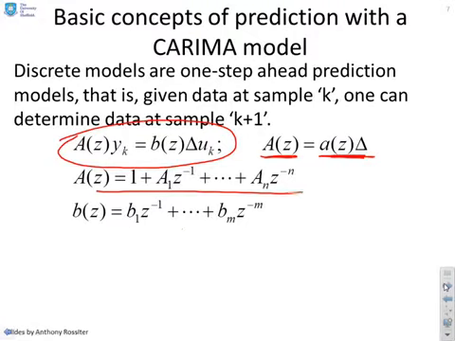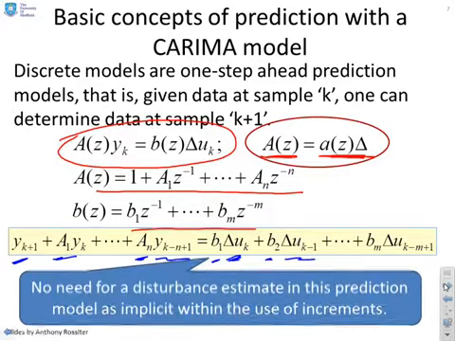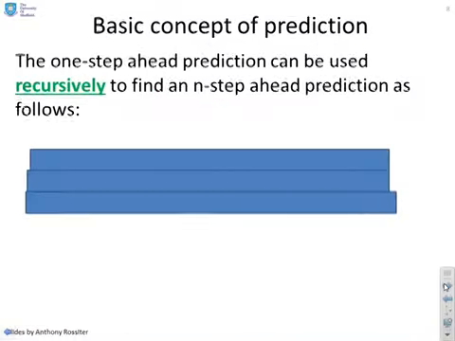Let's expand those out in terms of powers of z inverse, which I've done there, and then if I write down my difference equation model, you'll see you get this. Yk plus 1 plus capital A1 yk all the way down to capital AN yk minus n plus 1 equals b1 delta u plus b2 delta uk minus 1, and so on. Okay, and the key thing here is you'll notice there's no need for a disturbance estimate in this prediction because it's implicit in the fact that you've used incremental variables. So if we assume that the disturbance is not time varying, once we've gone to incremental model, the disturbance disappears.